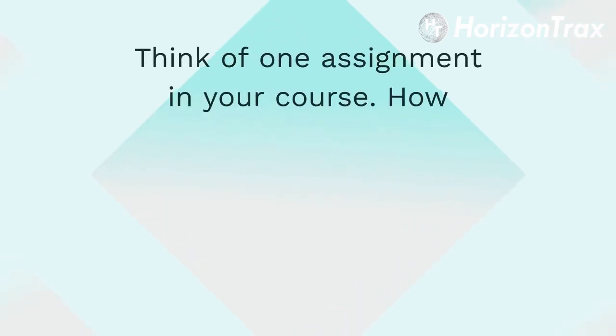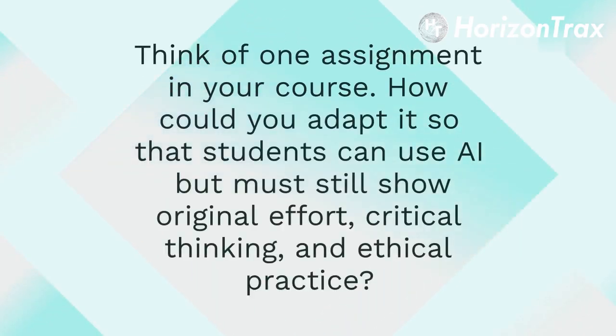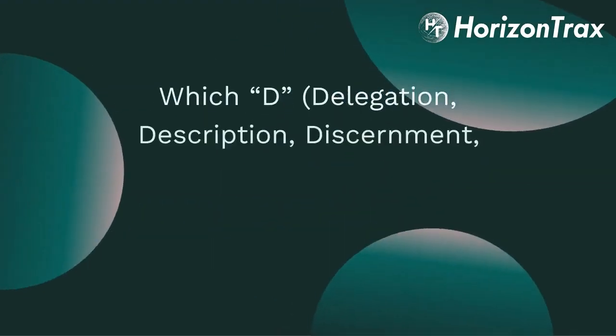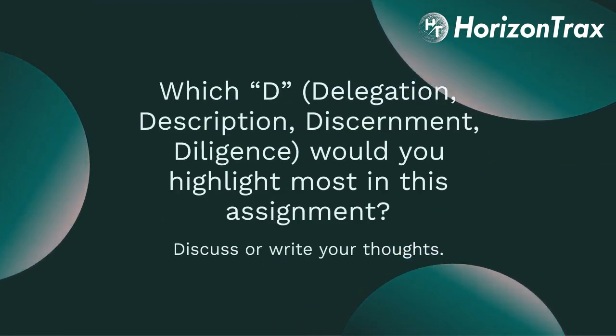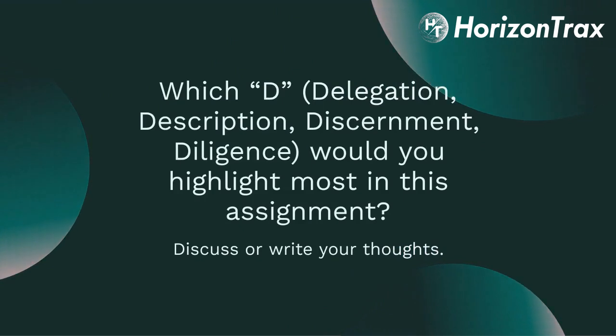Reflection. Think of one assignment in your course. How could you adapt it so that students can use AI, but must still show original effort, critical thinking, and ethical practice? Which D, delegation, description, discernment, diligence, would you highlight most in this assignment? Discuss or write your thoughts.